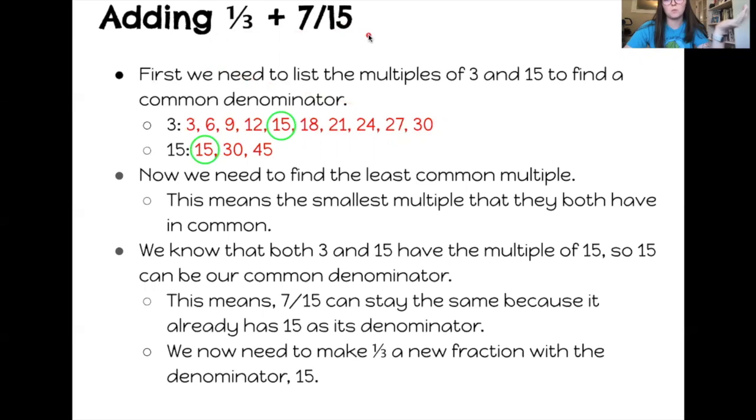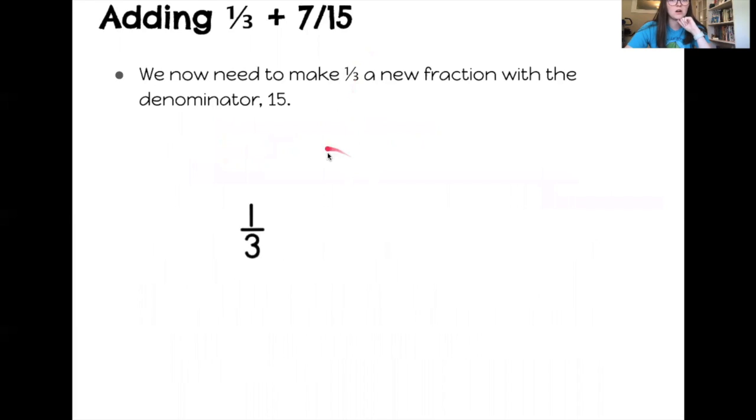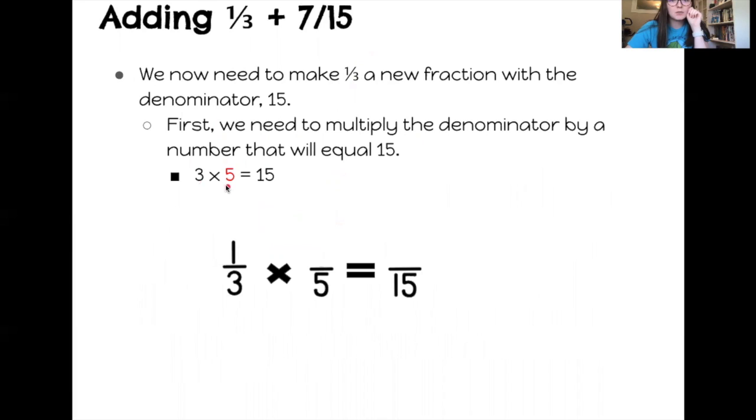It gets to stay the same because it already has the denominator we're looking for. We now need to make 1/3 into a new fraction, but it's really going to be the same fraction, just with a denominator of 15. All right, so let's take that on. So I need to think in my head, what am I going to multiply 3 by to get to 15? All right, on the count of 3, we're going to say it. Ready? 1, 2, 3, 5. You're going to multiply it by 5. So we know that 3 times 5 is 15. So we are going to multiply 3 times 5 to get 15 in our denominator.